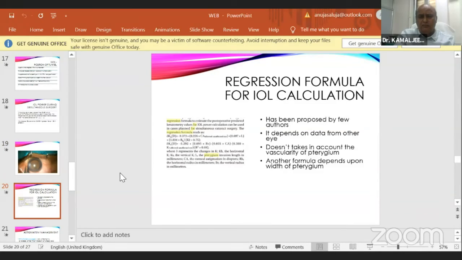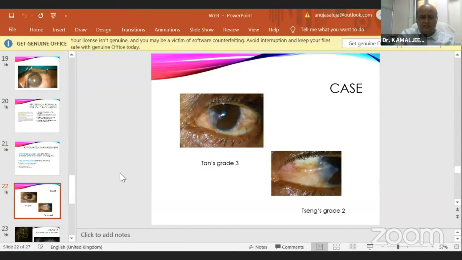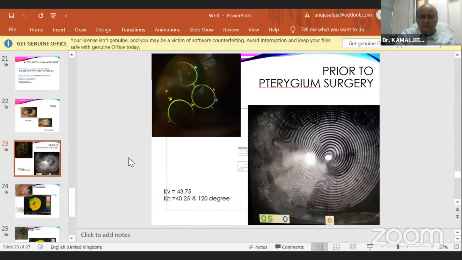So this can be done, and regression formulas have been proposed, but those are not very good. So these days modern formulas are there. You can take those formulas for calculating the IOL power. And astigmatism management, as I've said, simultaneous surgery can be done in a smaller pterygium. In a larger pterygium, sequential surgery is always better. So these are the grades we have already discussed. So you can plan accordingly.